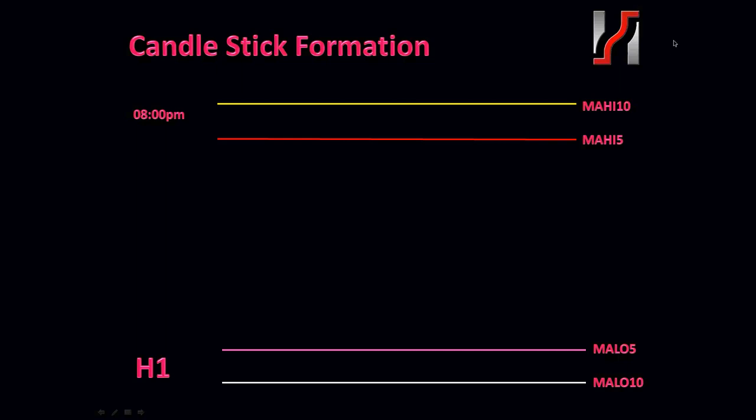Okay, so what I have here in front of you is basically the candlestick formation, and let's say, for example, that we are looking at the charts on H1 time frame. So basically, what I have here is moving average high 5, Mahi 5, Mahi 10, and moving average low 5, and Malo 10.